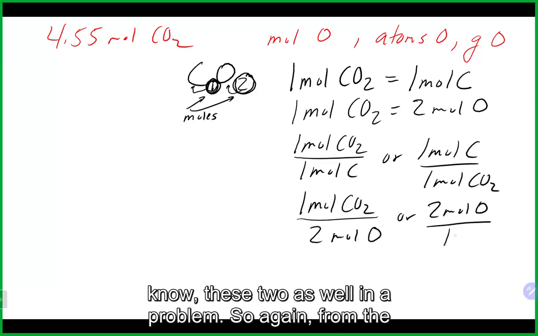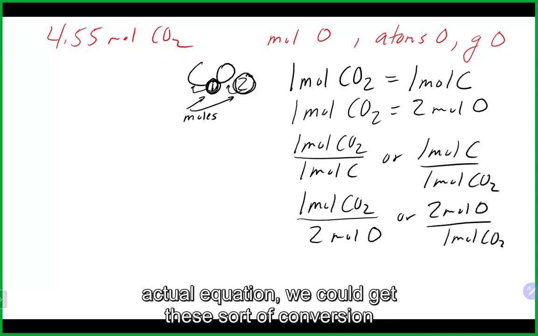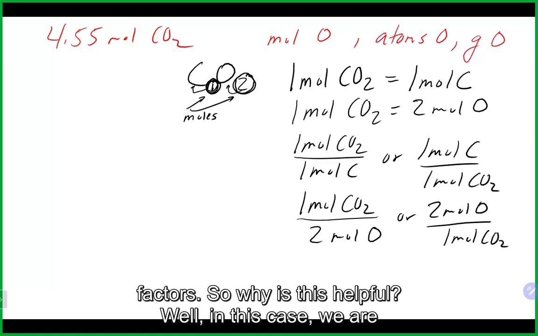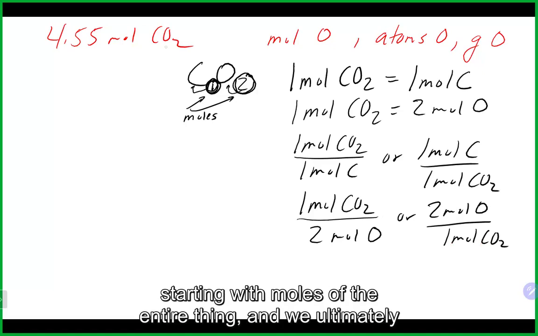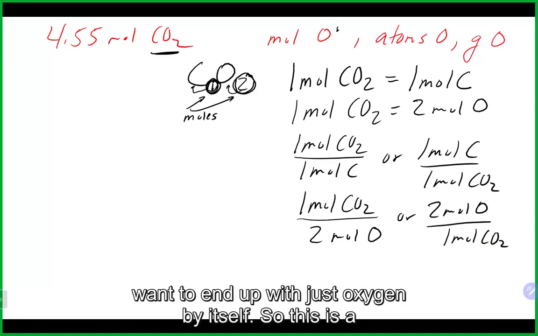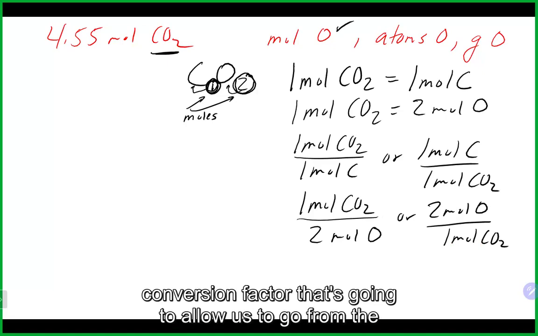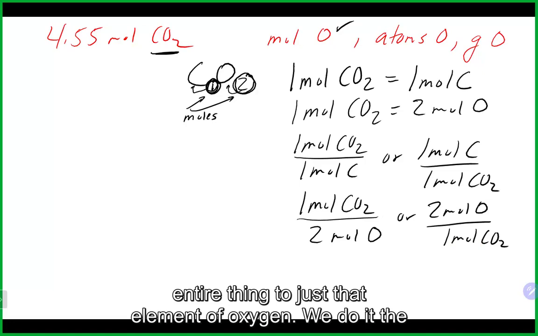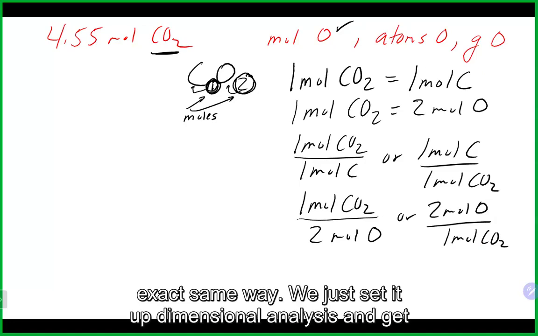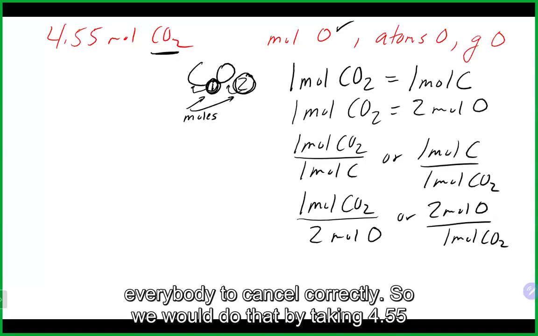So again, from the actual equation, we could get these sort of conversion factors. So why is this helpful? Well, in this case, we are starting with moles of the entire thing, and we ultimately want to end up with just oxygen by itself. So this is a conversion factor that's going to allow us to go from the entire thing to just that element of oxygen. We do it the exact same way. We just set it up in dimensional analysis and get everybody to cancel correctly.